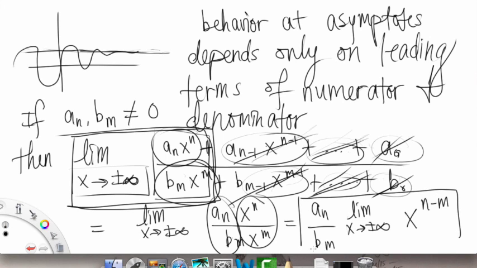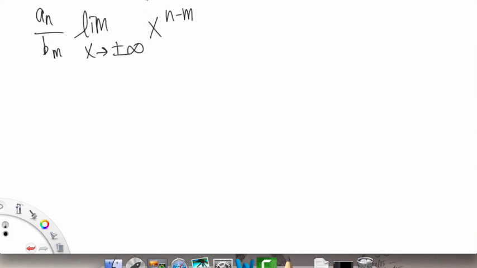On the next slide, I'll show you a little more in detail what could happen with this last boxed expression. I'll write that down here again: a sub n over b sub m times the limit as x goes to plus or minus infinity of x to the n minus m. We have a couple of different cases of what could go on, so I'll give you some examples.